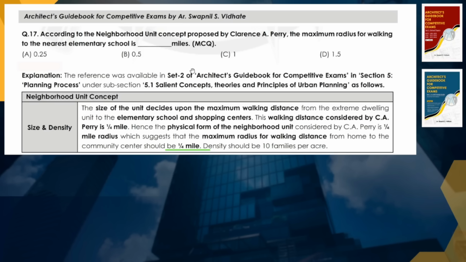And there you will find this explanation that the size of unit decides upon the maximum walking distance from the extreme dwelling unit to the elementary school and shopping centers. This walking distance considered by C.A. Perry is one-fourth mile, right? Hence, the physical form of the neighborhood unit considered by C.A. Perry is one-fourth mile radius, which suggests that the maximum radius for walking distance from home to the community center should be one-fourth mile, right? So here, selecting option A, that is 0.25, was not difficult. It was very easy. So option A was the correct answer for this question 17.